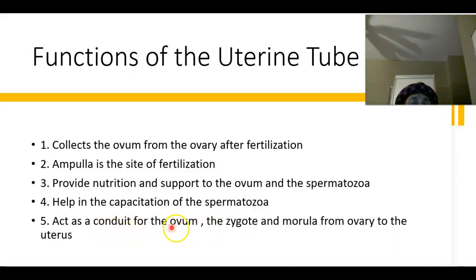Act as a conduit for the ovum. The zygote, the product of fertilization, contains 46 chromosomes and becomes a morula, mulberry shape. The fertilized product will go through a series of mitotic divisions on its way to the uterus. It may take around 4 to 5 days from the ampulla to the uterus. So it collects the ovum from the ovary. The idea is that the ovum should not fall into the peritoneal cavity. The ovum should be inside the fallopian tube, or uterine tube, or oviduct.